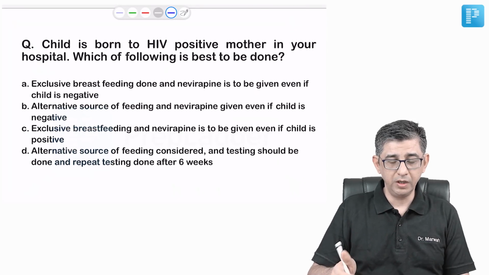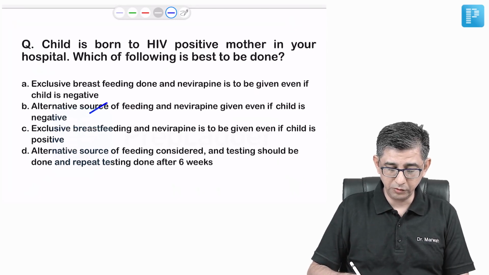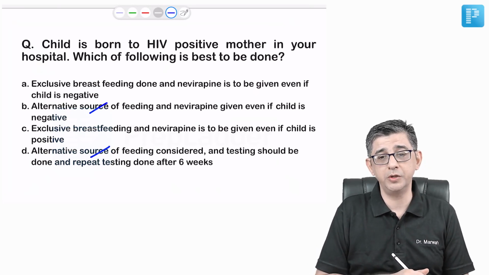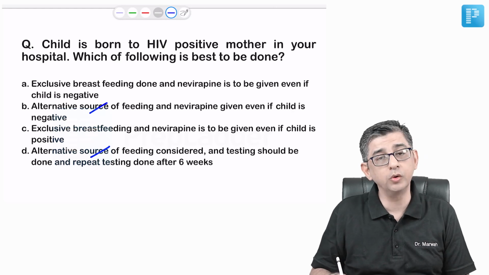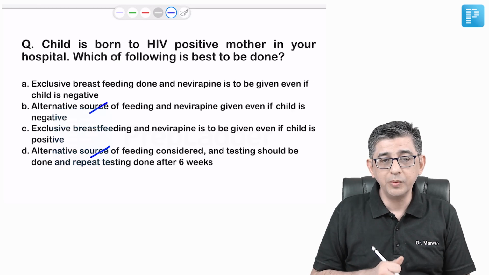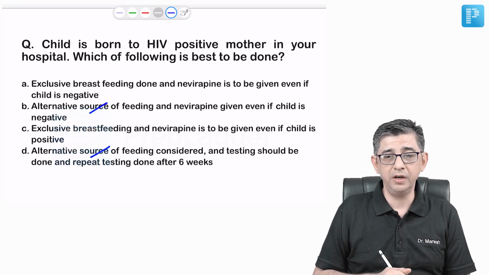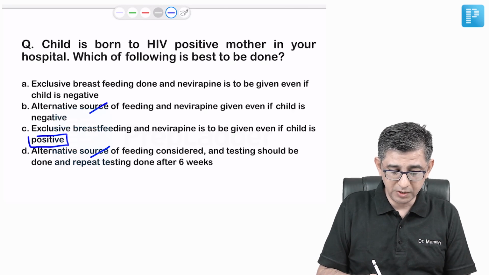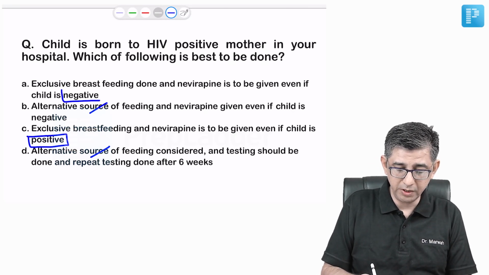One that I'm removing is with respect to alternative source of feeding, because there were two options with alternative source of feeding, and in one of the options he had mentioned regarding testing also to be done in the child. We are left between A and C. Then option number C says exclusive breastfeeding, nevirapine to be given even if the child is positive, and option number A says to be given even if the child is negative.